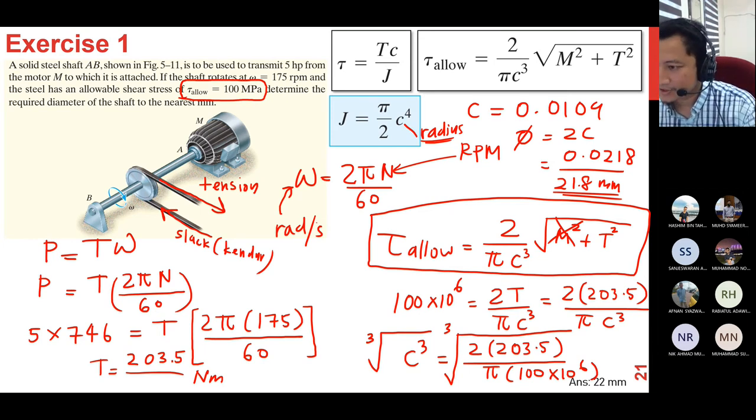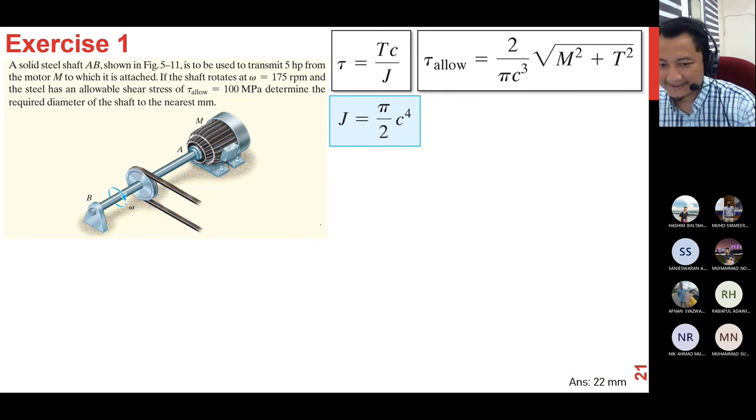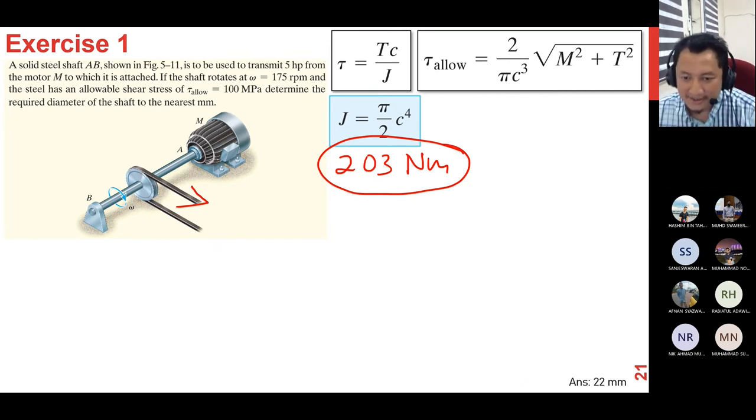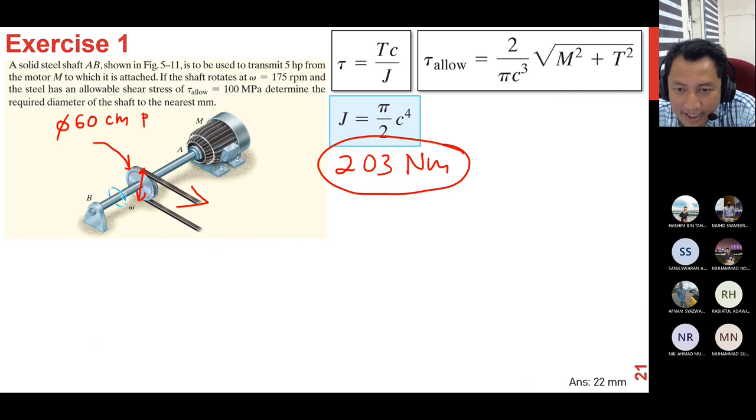Tapi, saya terpaksa delete lah semua ni. Okey lah, hampir dah tersalin kan. Clear. So, bahagian yang tension tu, katalah ini adalah 100 Newton. Mana boleh eh. Tadi kita dah kira kan. 203 Newton meter. Maksudnya, katalah pulley ni, katalah diameter dia ni. Let's say this one is 60 centimeter pulley.